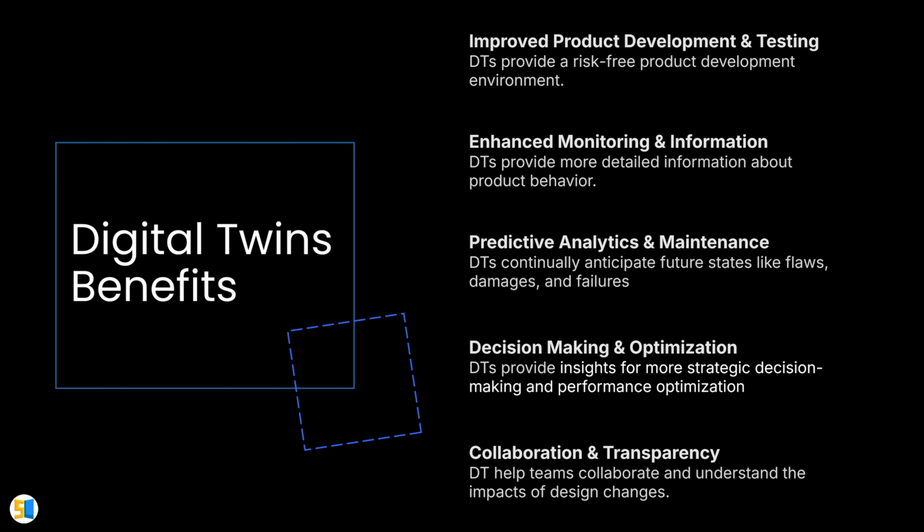Next, collaboration and transparency. Dependencies between upstream ideas and business performance become transparent, which helps teams collaborate and understand the impact of design changes. Data traceability is ensured by capturing and logging real-time data, enabling transparency and auditability.